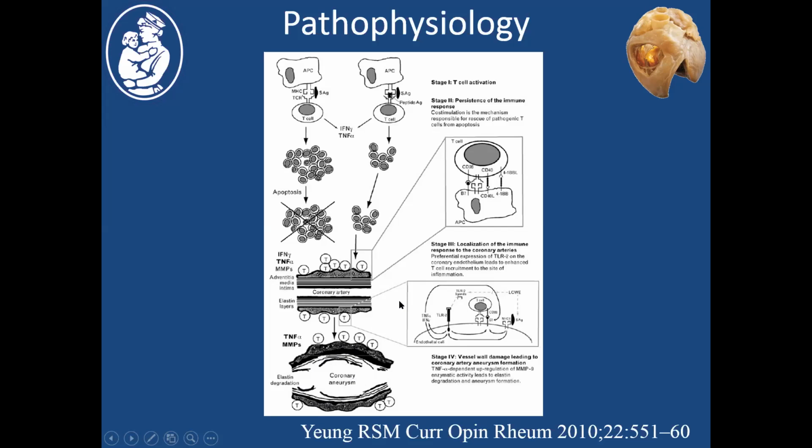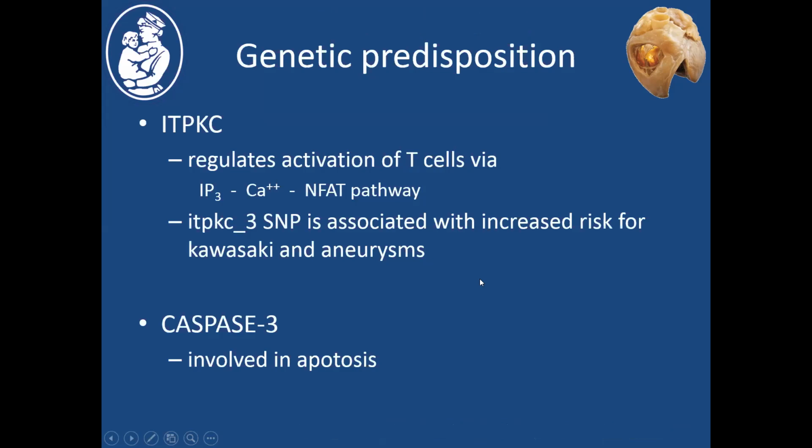As I say, this has fallen out of favor, but this is based on a mouse model that uses a bacterial antigen injected into the abdominal cavity as a model for Kawasaki disease, a way to initiate a Kawasaki disease-like picture in the mouse model. But I think this has fallen out of favor. We know there is significant genetic predisposition to this.